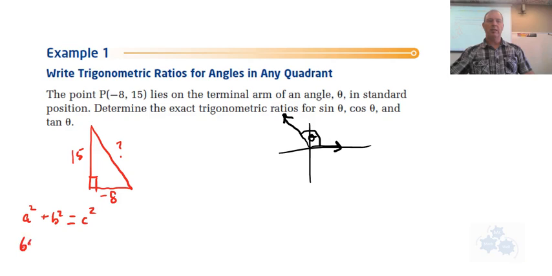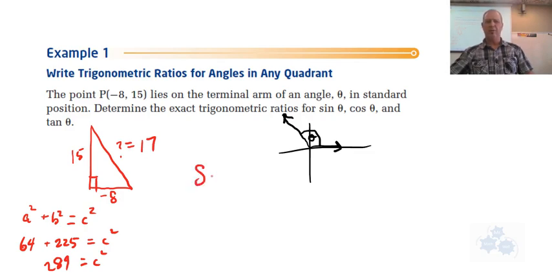So this is going to be 64, that's 8 squared, plus 225, that's 15 squared, equals c squared. So what's that? 289 is c squared, and that should be about 17, I think. 17. Yeah, 17. So this is equal to 17 over here.